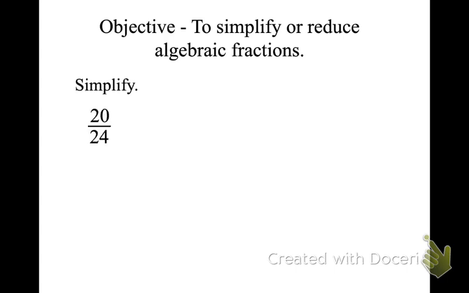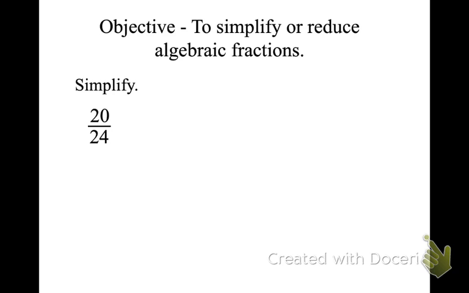I could break 20 down into prime factors. I usually start, when I want to break things down into prime factors, with 2 times what is 20? 2 times 10. And 10 breaks down to 2 times 5. So those are the prime factors. And 24 is 2 times 12, and 12 breaks down to 2 times 6, and 6 breaks down to 2 times 3. So that's what it looks like when I break them down to prime factors.